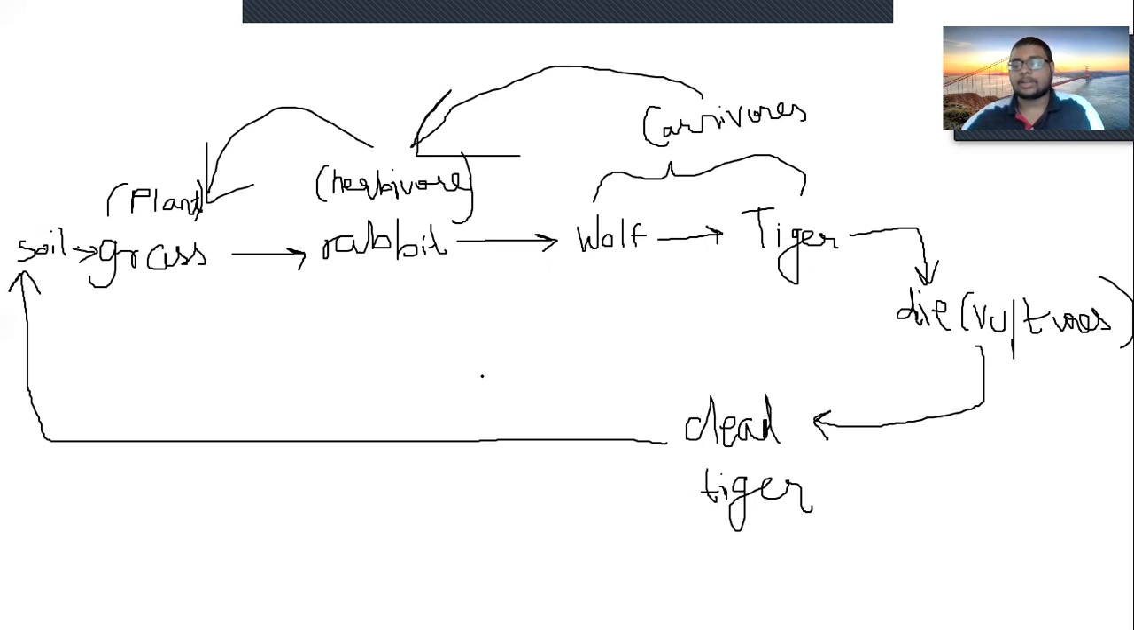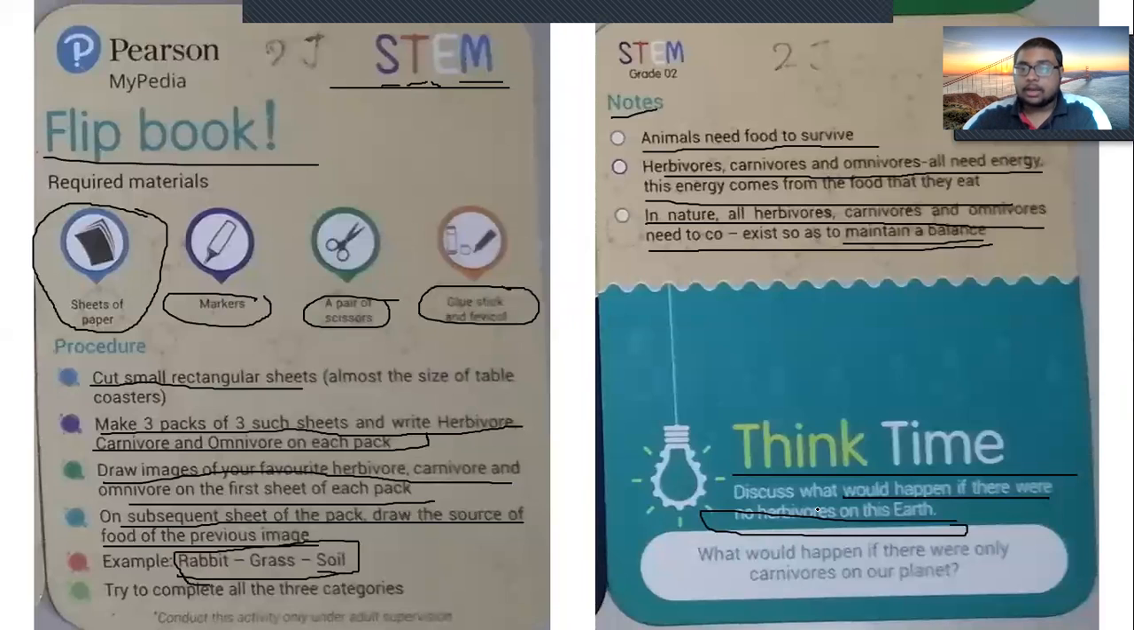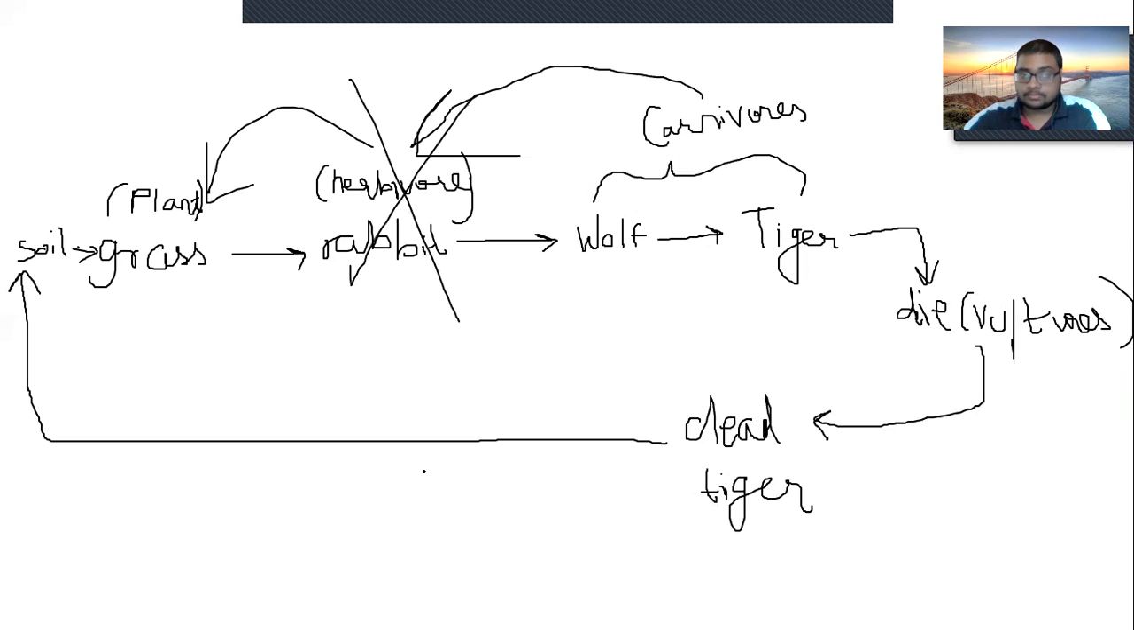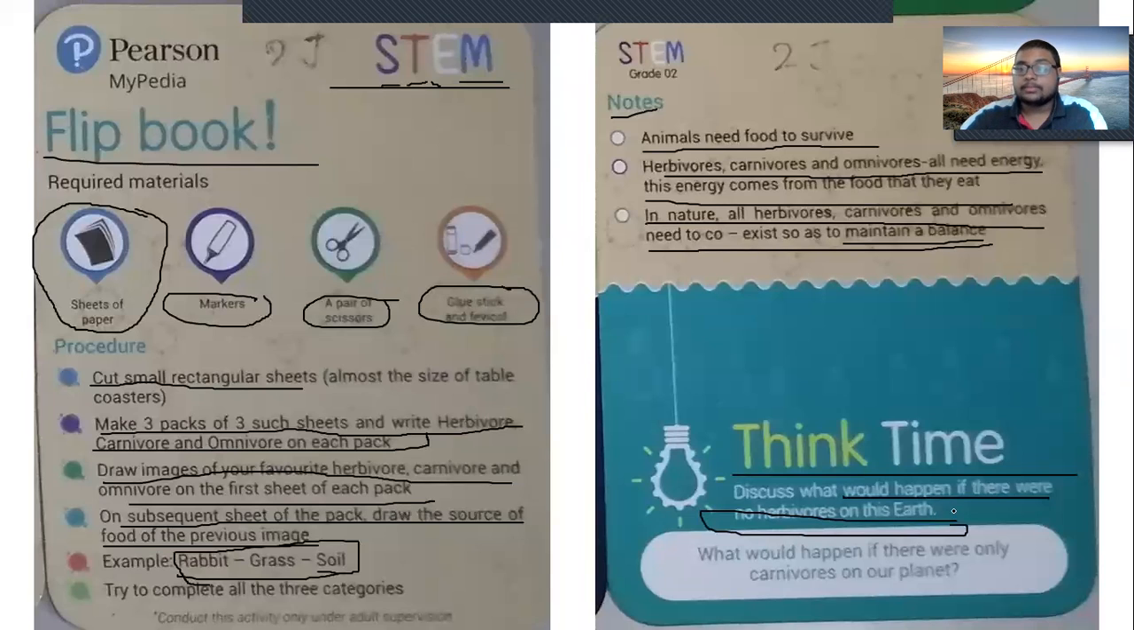This is what we are trying to say here, isn't it? Now, if there are no herbivores, these carnivores could not eat anyone. Therefore they will die of hunger. So there will not be any wolf, any tiger, any vultures, and there won't be any other wild animals that eat other animals. So that is the impact if there won't be any herbivores.